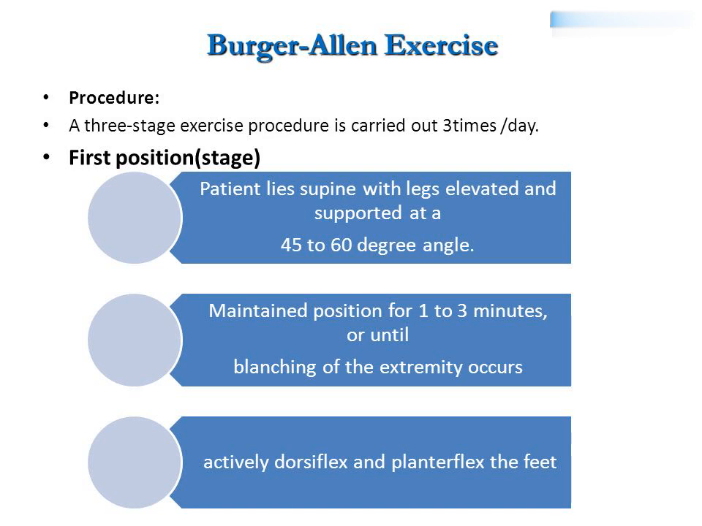Buerger-Allen exercise. Procedure: a 3-stage exercise procedure is carried out 3 times per day. First position stage. Patient lies supine with legs elevated and supported at a 45 to 60 degree angle. Maintained in this position for 1 to 3 minutes, or until blanching of the extremity occurs. Actively dorsiflex and plantarflex the feet.